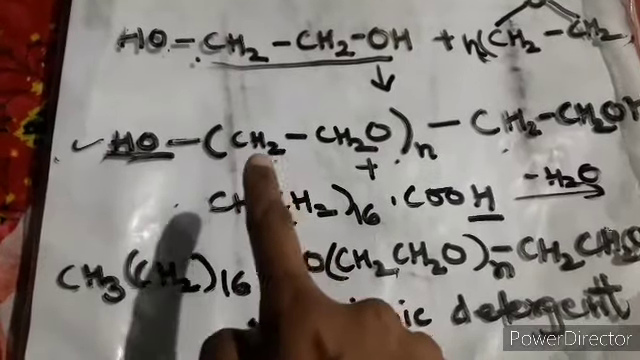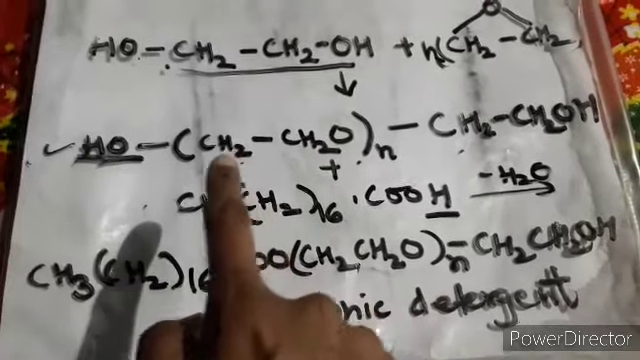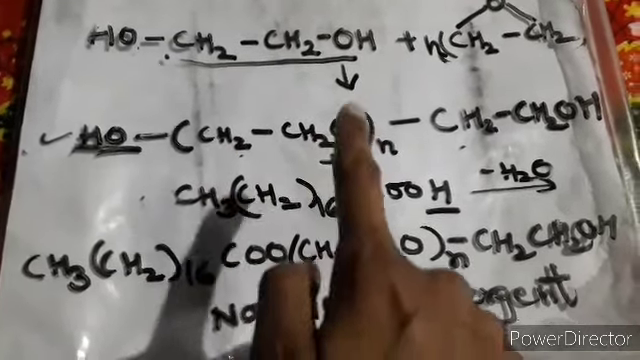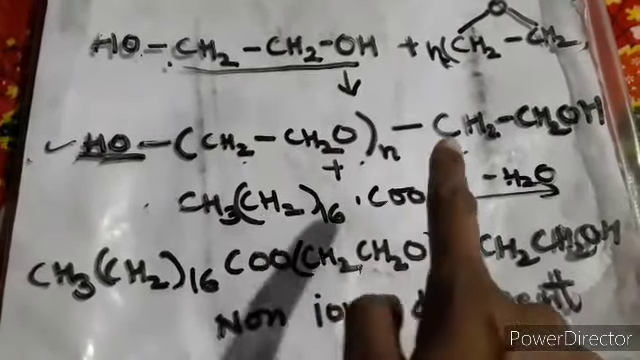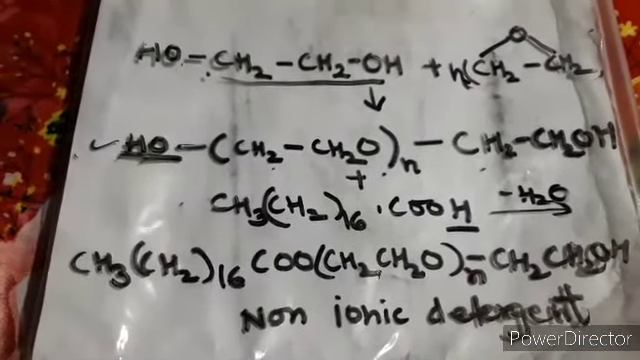Just see, I'm doing the same thing. I'm adding this portion, CH2, then CH2. I'm not writing the bond, you can write it down, it's not a big issue. CH2 CH2O, brackets close, n is there, then CH2 CH2O. Just see. Just try to understand it and learn it. There is no need to mug up things, just try to focus on it, right?